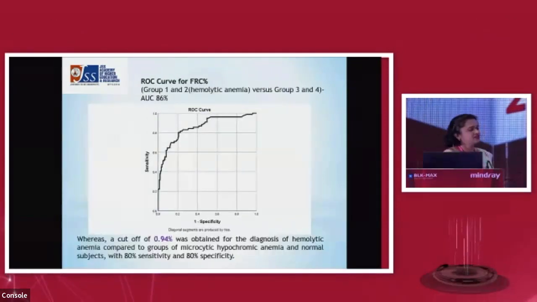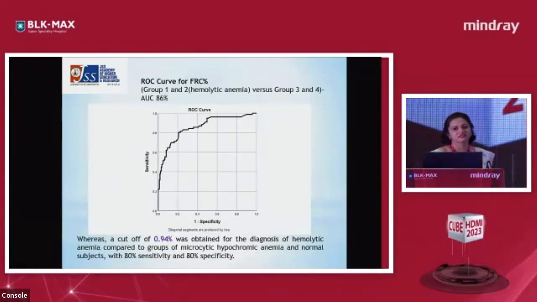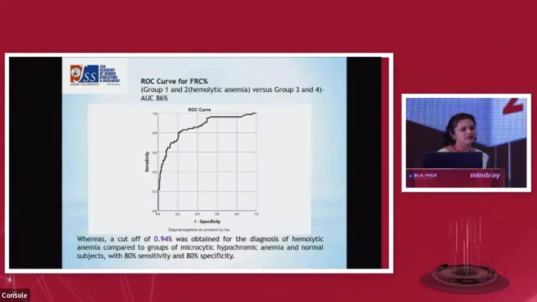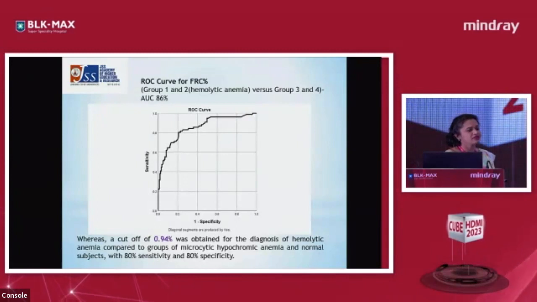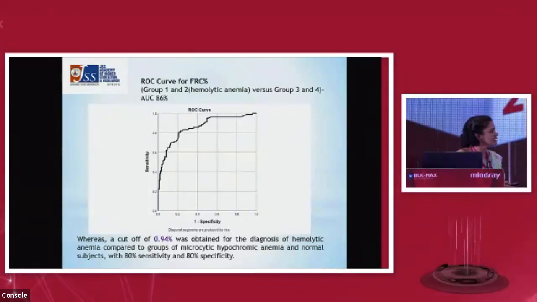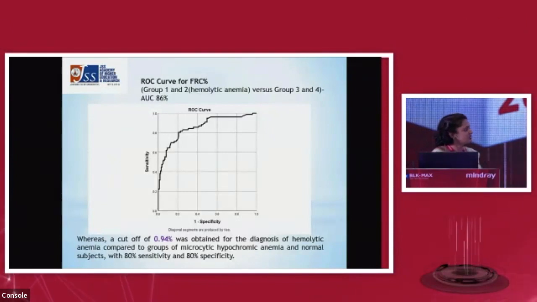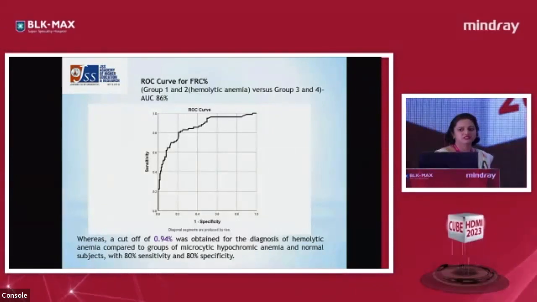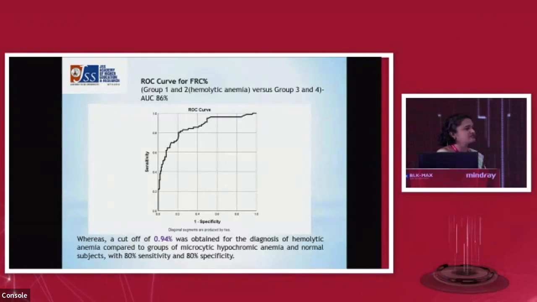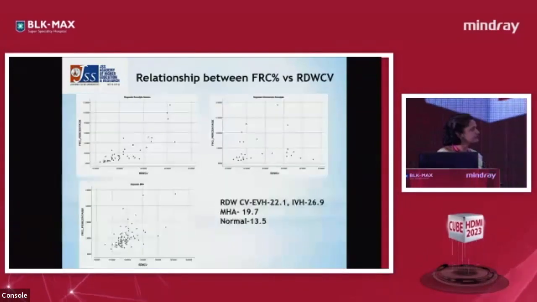Whereas when I took the two groups together, that is extravascular and intravascular hemolysis, compared with the microcytic hypochromic anemia and the normal blood pictures, the cutoff was 0.94% with 80% sensitivity and specificity, and the area under curve was 0.86 or 86%.